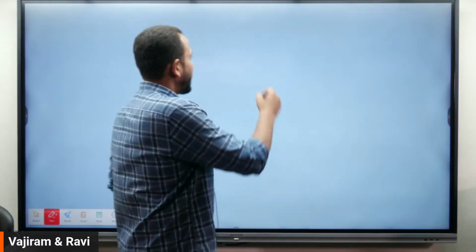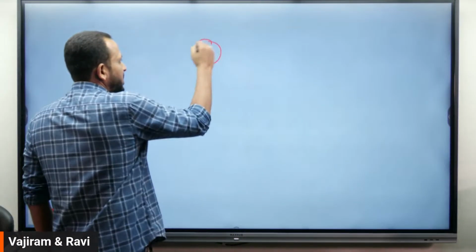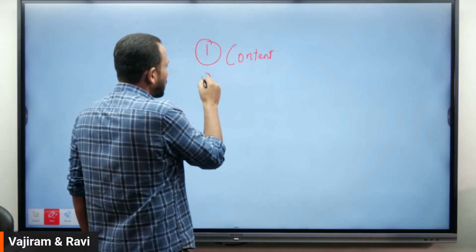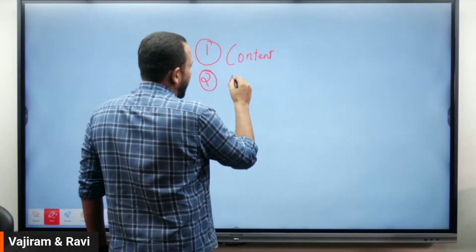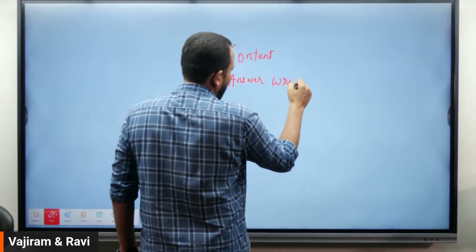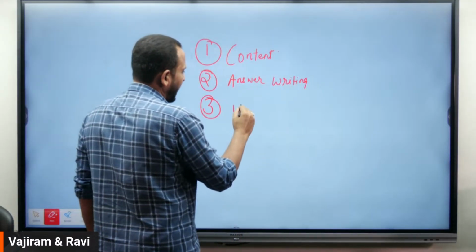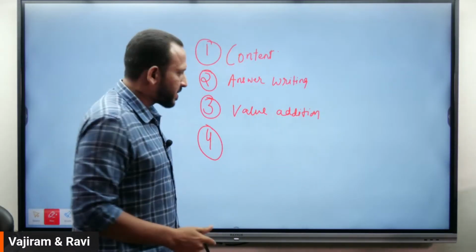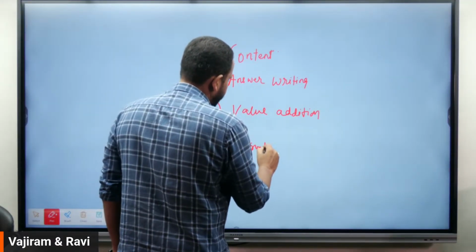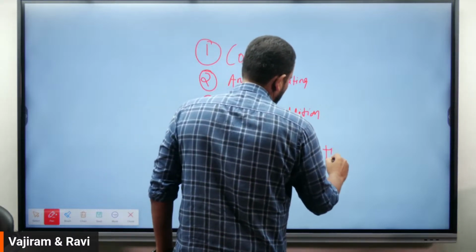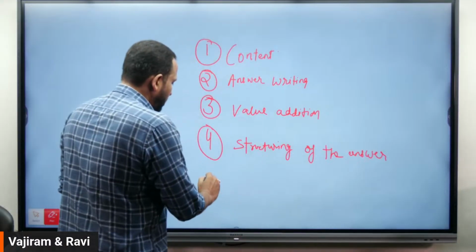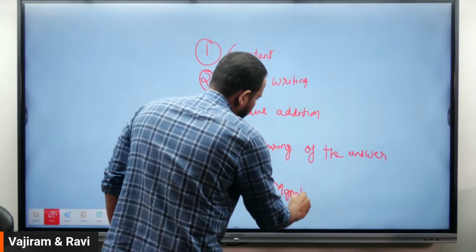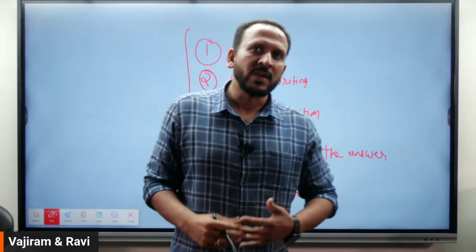So the very first thing, if you are going to start with answer writing, the very first problem which all of you might face is related to the content. The second issue is managing time with content and answer writing. The third problem is the value addition. The fourth problem is related to the structuring of the answer. And the last problem, which you all know is very, very important, is time management. These are all problems I'm damn sure you all will face.